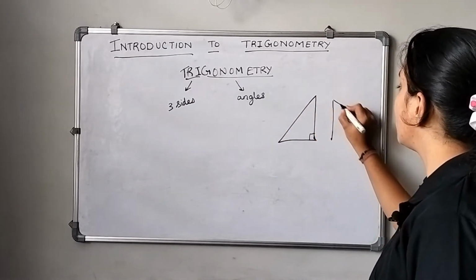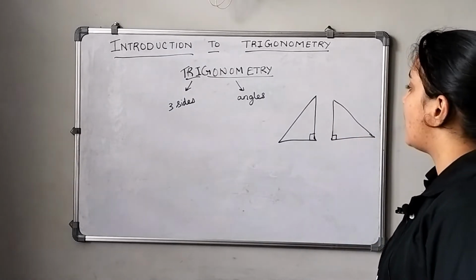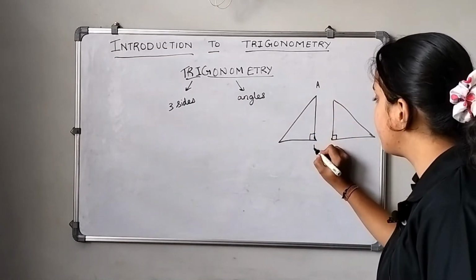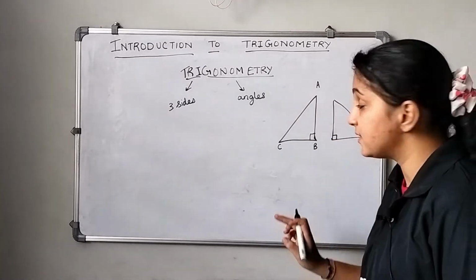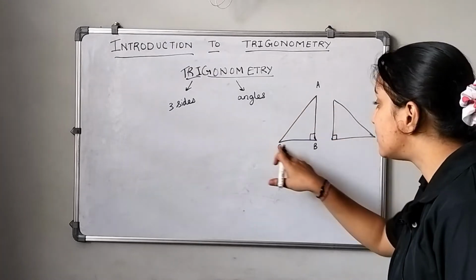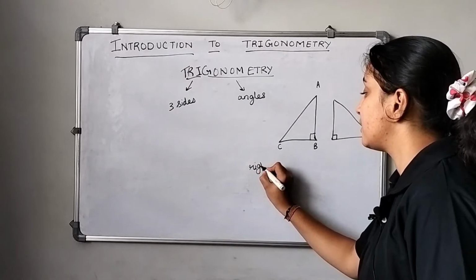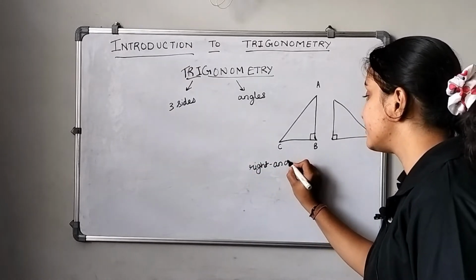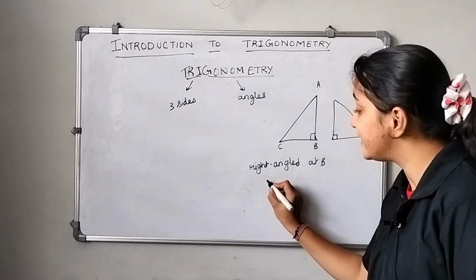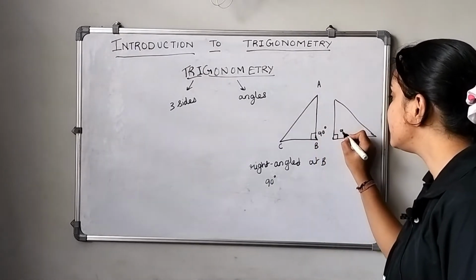It can be this or this. Now here, if this is my A, B, C, then my triangle is right angled at B. And what is the meaning of right angle? 90 degree. Means this is 90 degree, and this is also 90 degree.